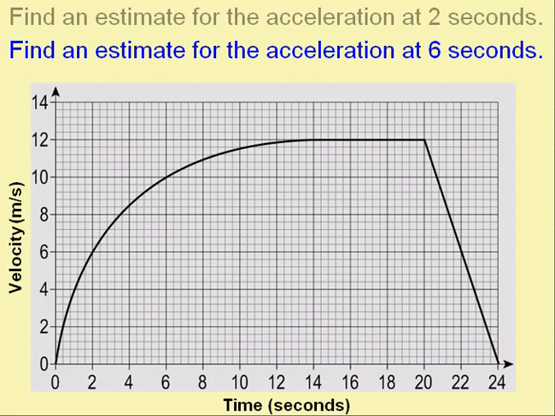Here's one for you to try now. I want you to find an estimate for the acceleration at 6 seconds. To help you do this, I'm going to draw the tangent for you. That's here. And to help you even further, I'm going to give you the triangle to use as well. That's here. Remember, you need to find the gradient of the tangent. Press pause and have a go. When you're ready, press play. You should have an answer of 0.6 meters per second squared.